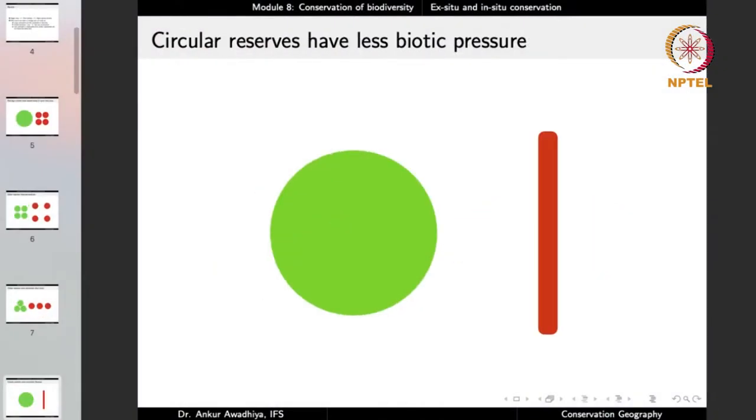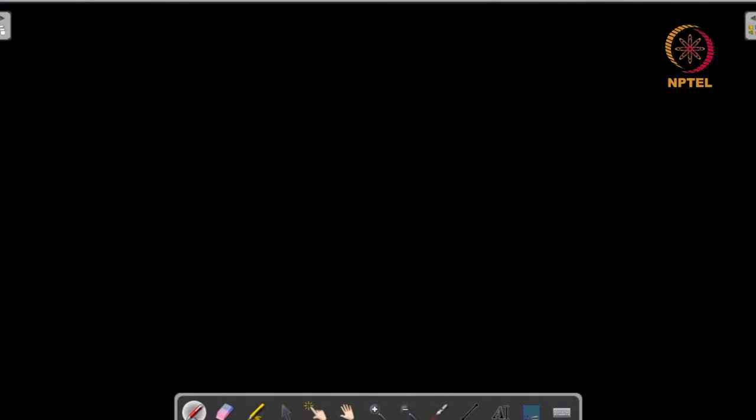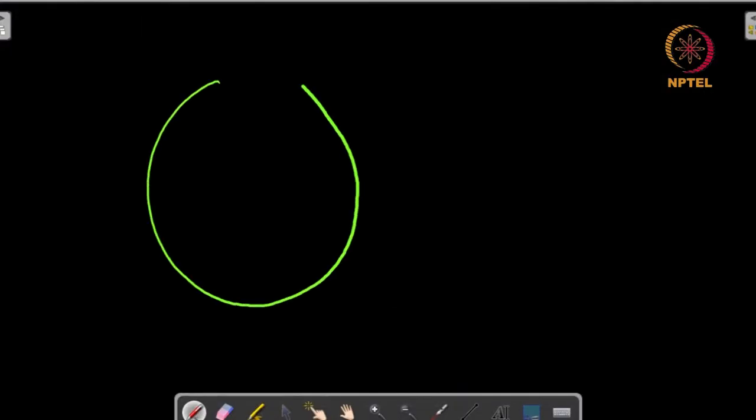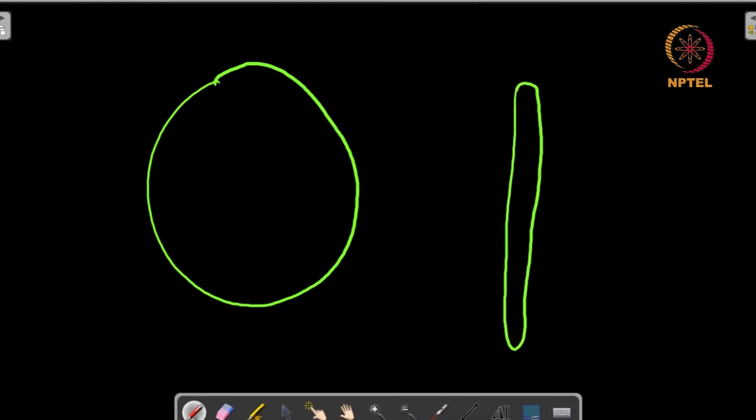Another thing is that we should always prefer to have circular reserves because they have less biotic pressure. What does that mean? If we consider a reserve that is of this shape versus a reserve that is, say, of a linear shape. Now, in both the cases, the threats are coming from outside. So when we talk about things like poaching, when we talk about things like cutting of trees, people are coming from outside.